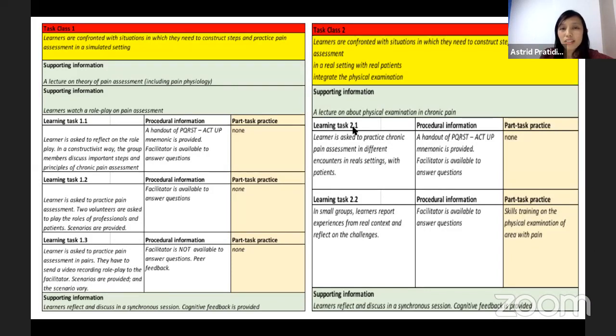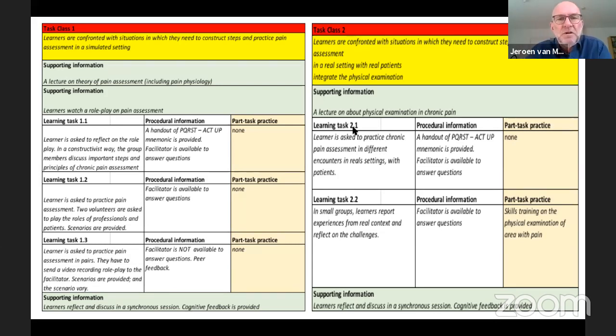Jeroen, would you like to discuss a bit about the first question? Yes. What strikes me here is that A and B are equally popular, while A and B actually relate to the difference between procedural information and supportive information. And the right answer is B.